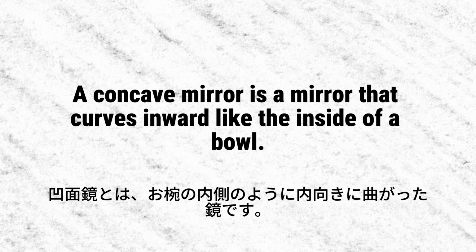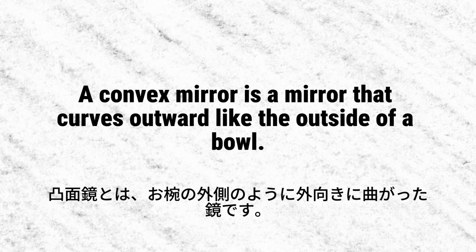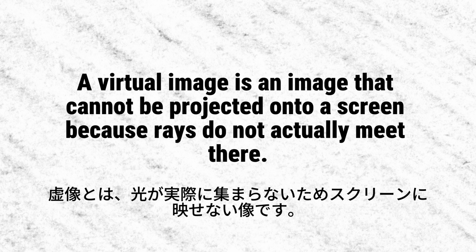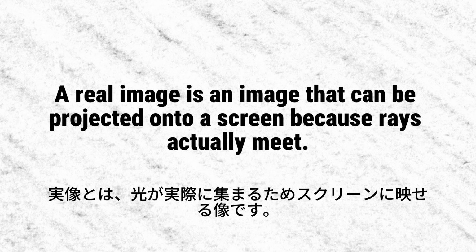A concave mirror is a mirror that curves inward like the inside of a bowl. A convex mirror is a mirror that curves outward like the outside of a bowl. A virtual image is an image that cannot be projected onto a screen because rays do not actually meet there. A real image is an image that can be projected onto a screen because rays actually meet.